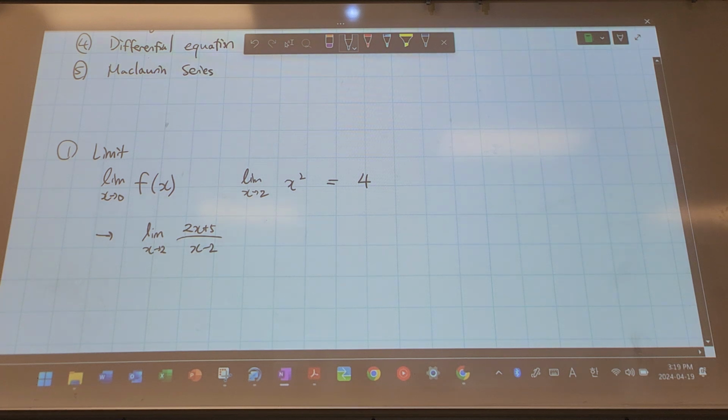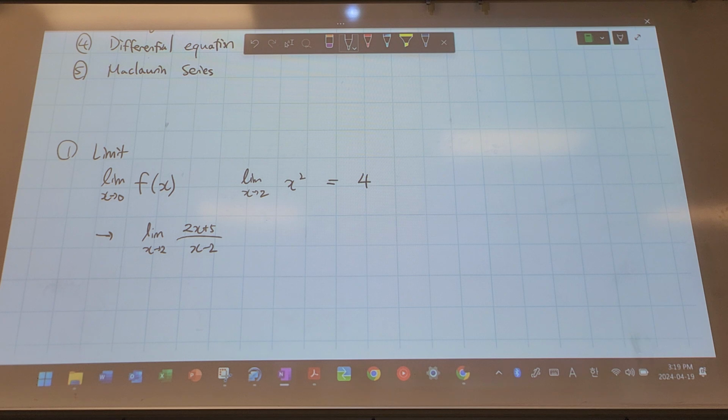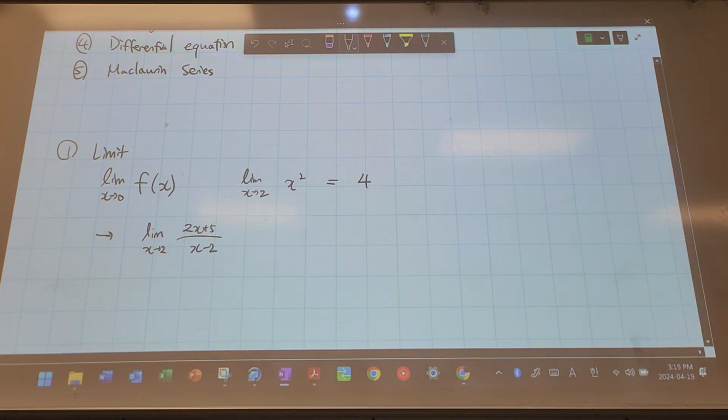So in this case, what happens to 2x plus 5 over x minus 2 if x approaches 2? Just by looking at the graph of it, this is a rational function, and we have a vertical asymptote at x equals 2, right? So that would be does not exist, because we know that the function f of x does not exist when x equals 2.